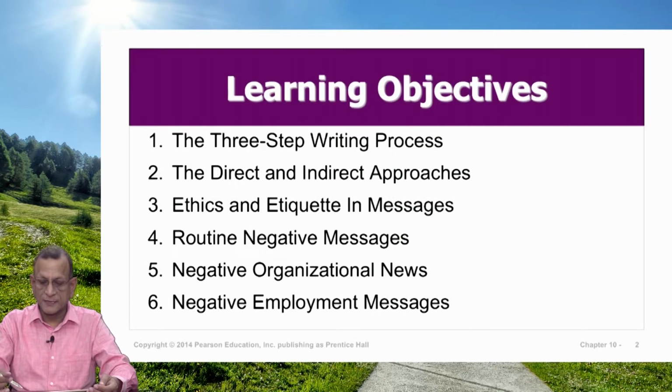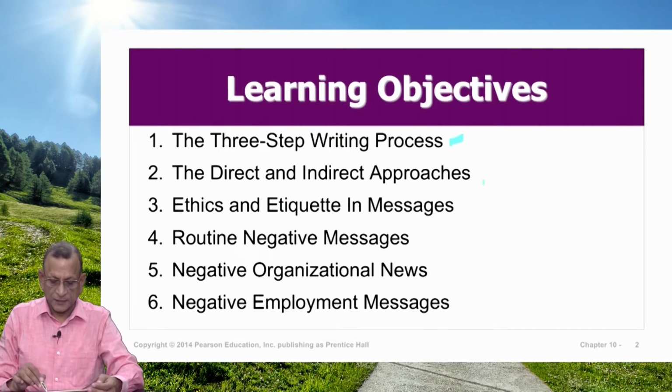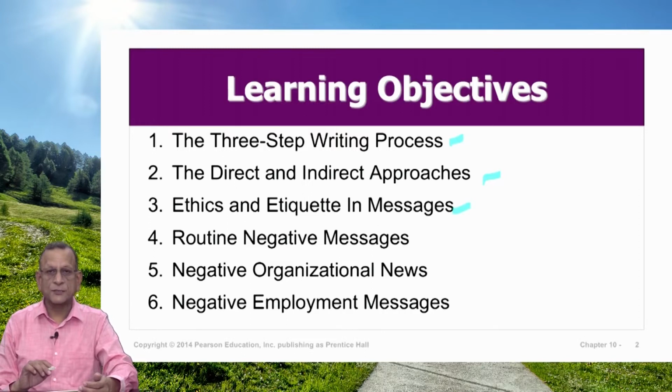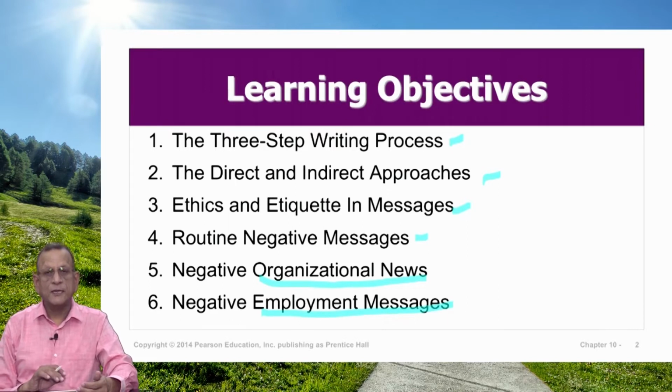The first one is 3-step writing process, as we know. The second one is direct and indirect approaches. The third one is ethics and etiquettes in messages. The fourth one is routine negative messages. Fifth one is negative organizational news. And finally, sixth is negative employment messages. Let's see each one by one.